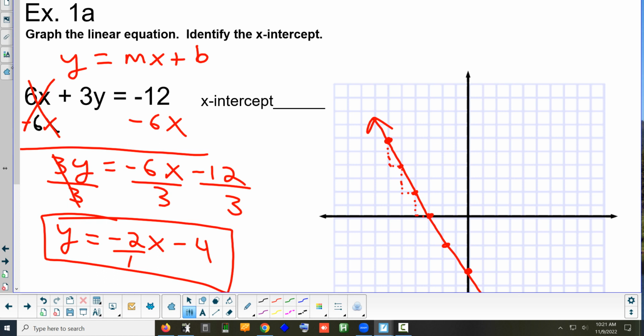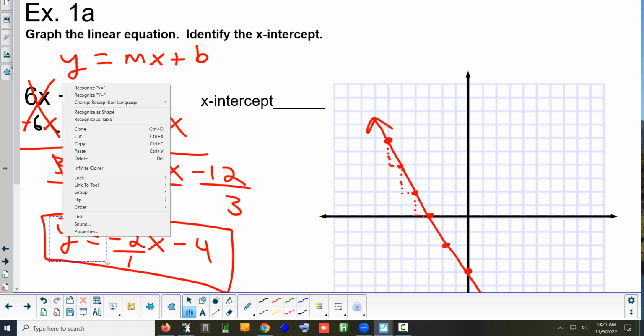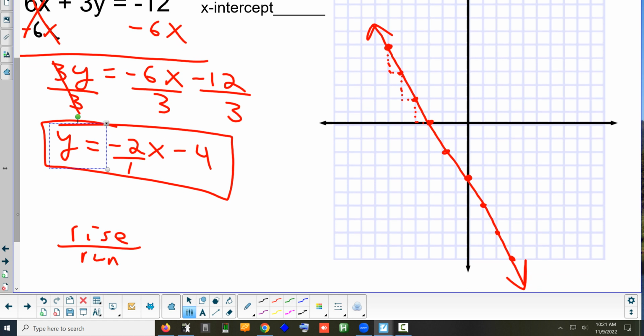Question on that idea. So it's really 3 steps. Get it in slope-intercept form. Graph your y-intercept. And then use your slope to get another point on the line. You only need 2. I usually do 3, just to have an extra one.